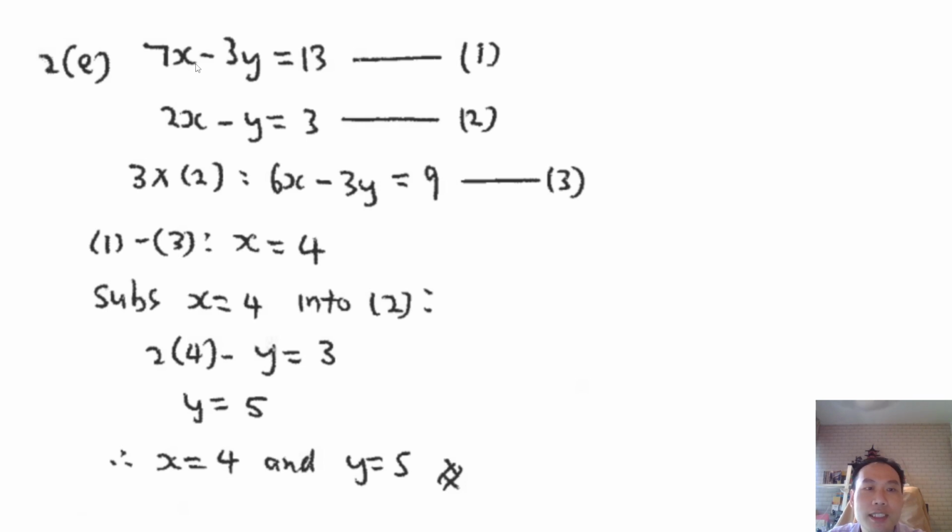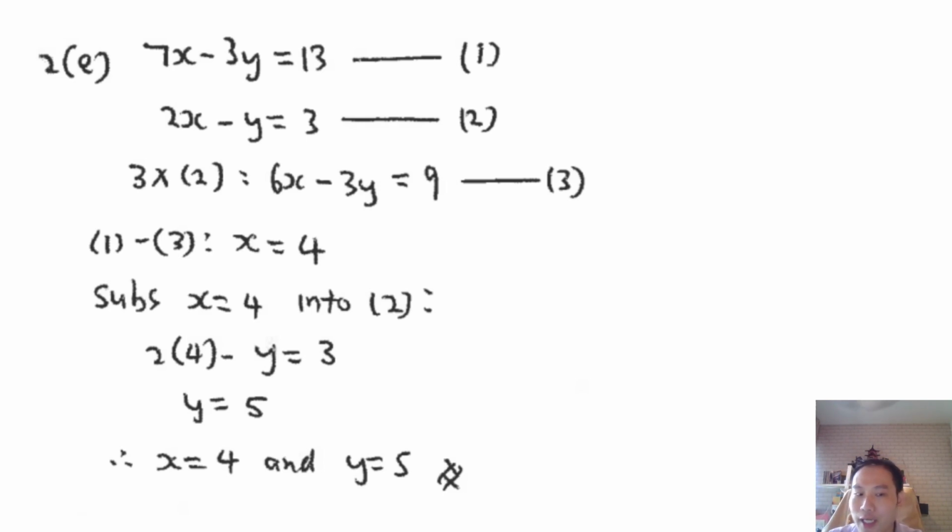So how do I get this straight away? Well, let's take a look. 7x minus 6x gives us x. We have already talked about negative 3y minus negative 3y giving us 0, so the y is eliminated. 13 minus 9 gives us 4. And that's how we very quickly manage to obtain that x equals 4 using the elimination method.